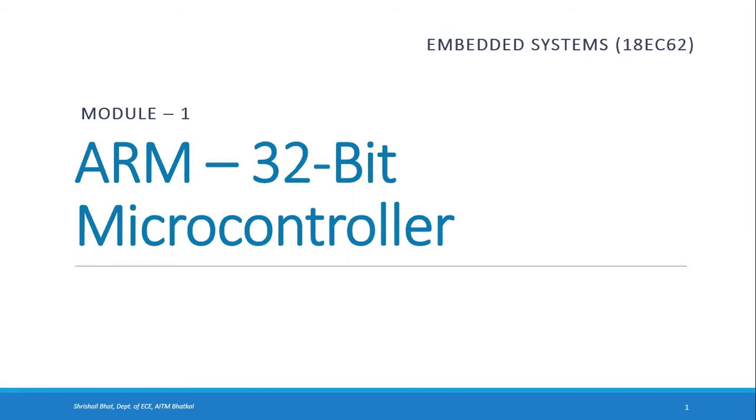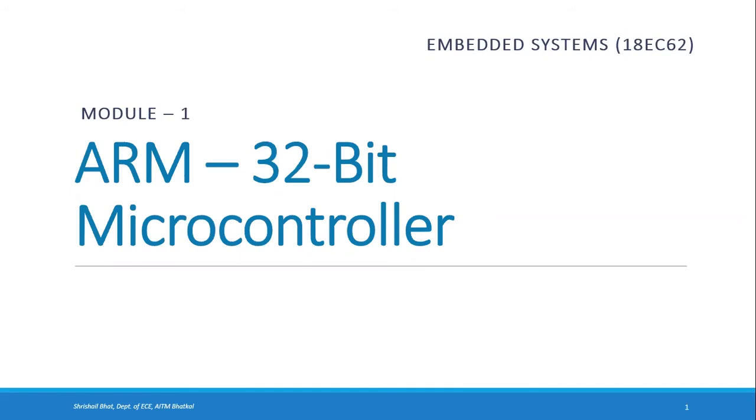As we have seen in the introduction, in this subject there are two parts. In module 1 and module 2 we deal with the ARM microcontrollers, and in modules 3, 4, 5 we deal with embedded systems. Coming to the first module, we have the ARM 32-bit microcontroller. In this we are going to study a particular microcontroller, ARM Cortex M3.